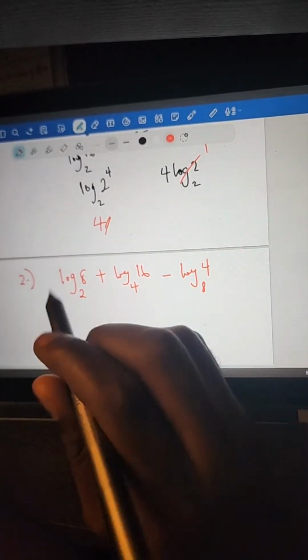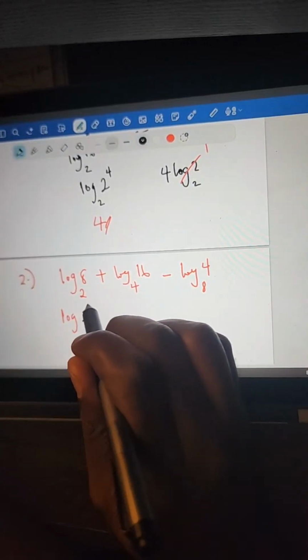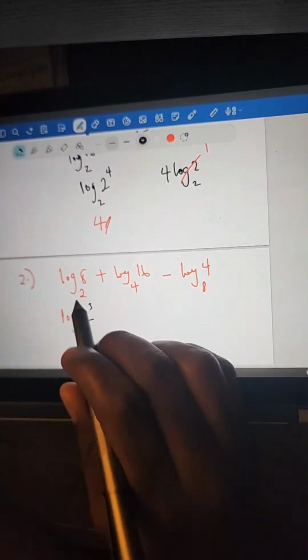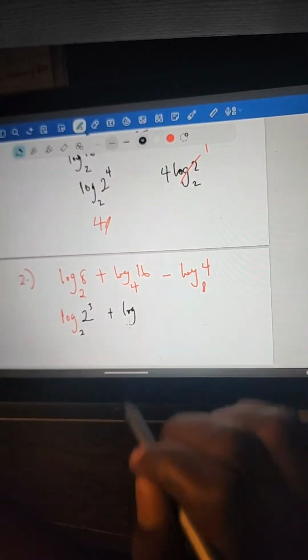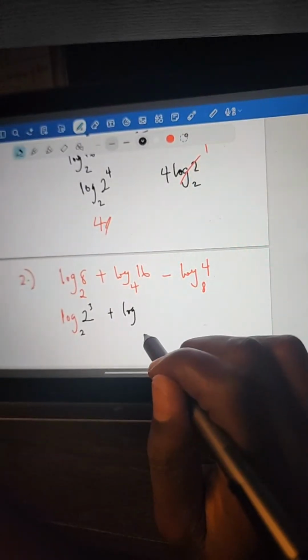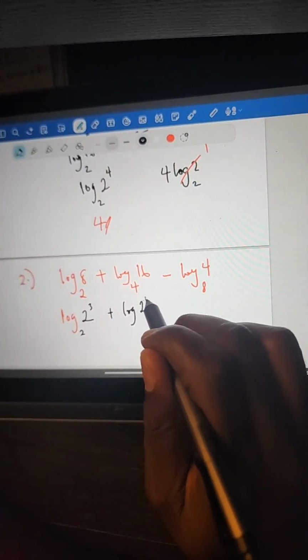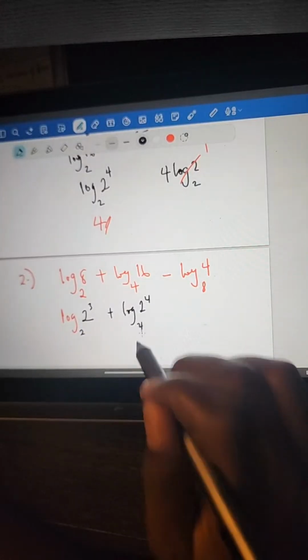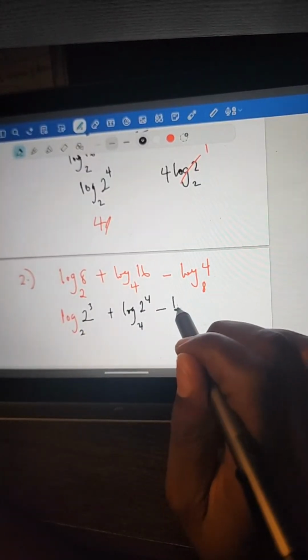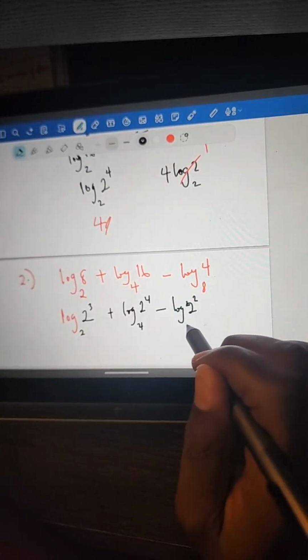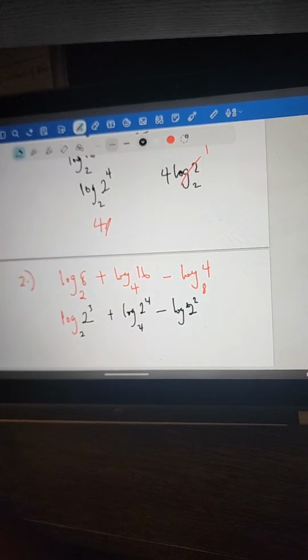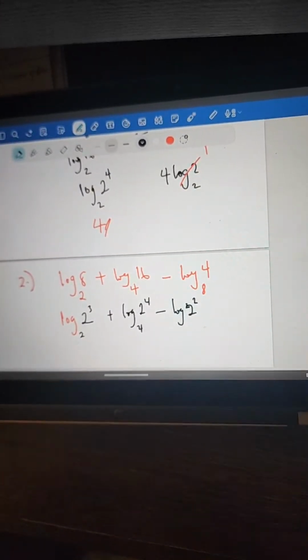Now, to solve this, we have 8 can be written as 2 to the power of 3, and we still have our base as 2. Plus log 16 can be written as 2 to the power of 4. Minus log 4 can be written as 2 to the power of 2. Right? 2 to the power of 2.